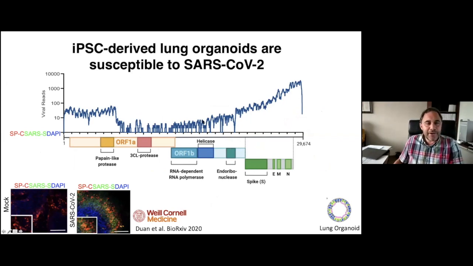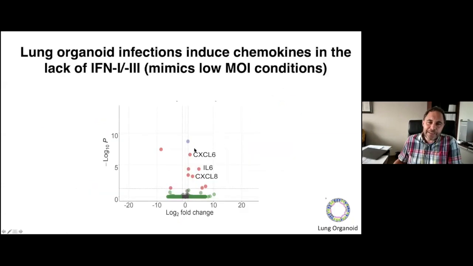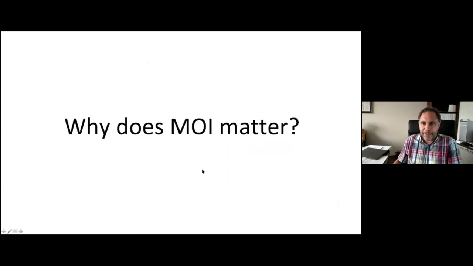And when we perform RNA-seq on these lung organoids, we see, again, evidence of a lot of chemokines. So we see that call for reinforcements, but we really don't see the call to arms. We don't see a strong ISG signature or, of course, any evidence of type 1 or type 3 interferons. So if you speak in terms of low versus high MOIs, you could just simply say that in an organoid system, primary human cells, the infection mimics much more of a low MOI condition. All right, so why does MOI matter?